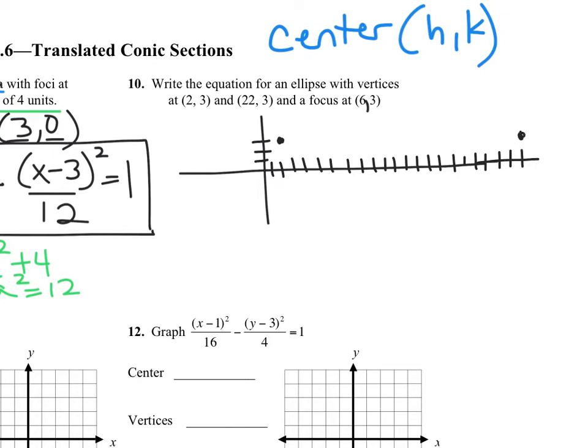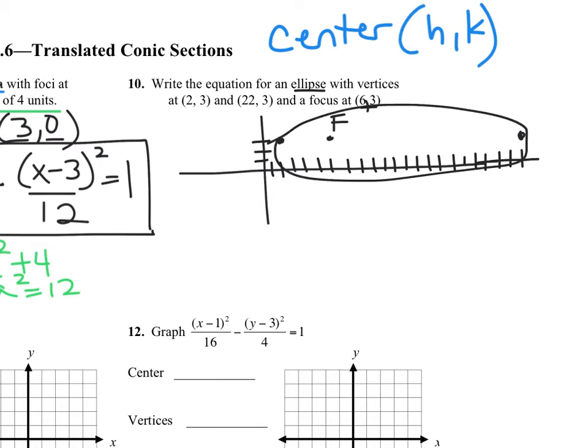So this is going to open that way. And then a focus is at 1, 2, 3, 4, 5. Oh, it's an ellipse. Oh, whoopsies. I didn't read it, and then I realized it was an ellipse when one of my focus points was on the inside. 1, 2, 3, 4, 5, 6, 3. Okay. So who knows, it's going to go something like that.